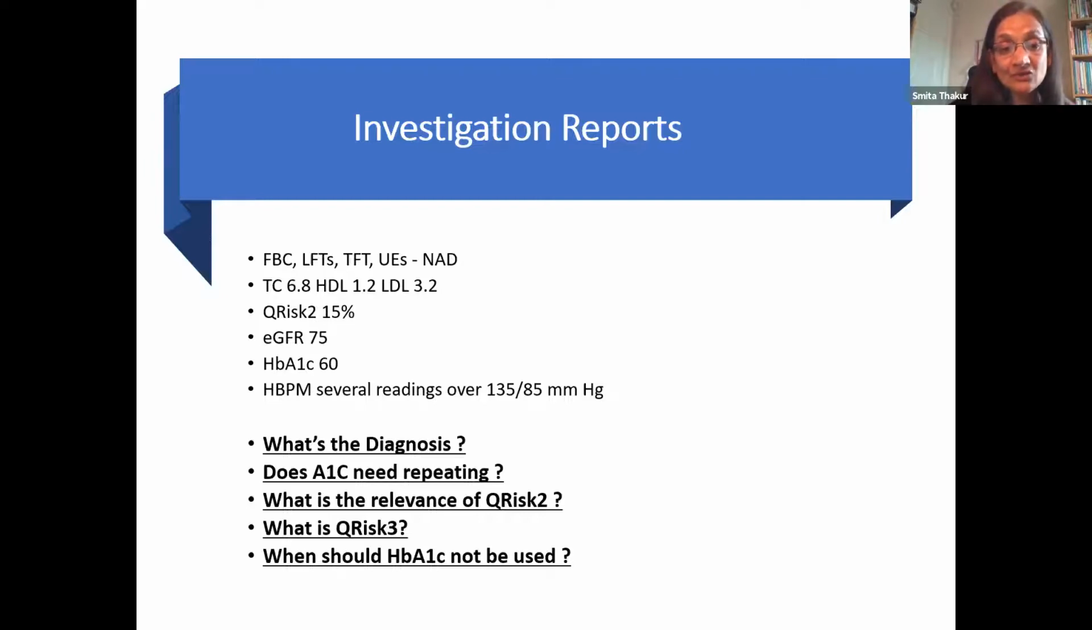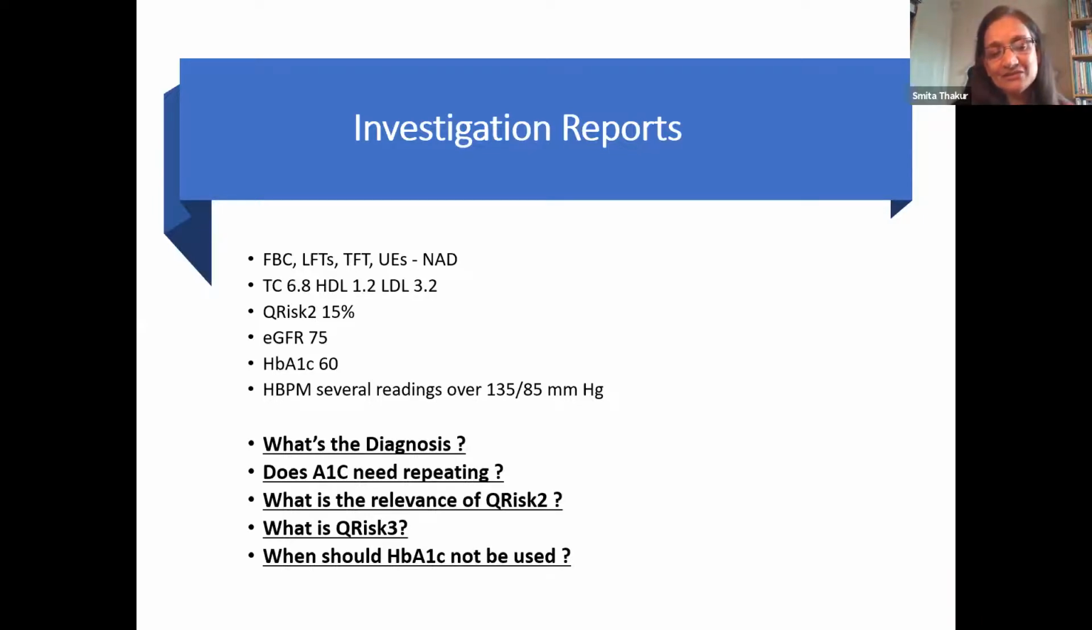Considering the QRISK3, it takes into account severe mental illnesses because they have been considered to be high risk for cardiovascular disease. So they take into account your mental health and not just the systolic blood pressure, but a range of blood pressure. Though it's not available on our SystmOne, so we still use QRISK2, but you can go online and calculate the QRISK3 for the patients.